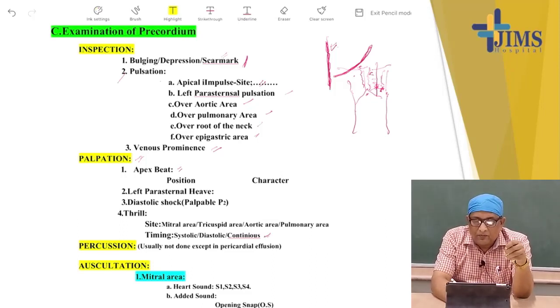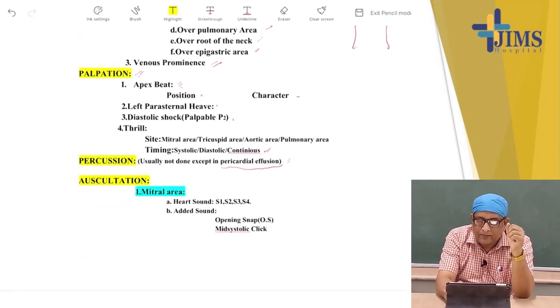So, on palpation we will find the apex beat, its position and its character. Then you will see the left parasternal heave, then whether the diastolic shock, palpable P2, is present or not. Then we can place our hand over the aortic area, mitral area and pulmonary area to see any thrill, which on auscultation we will find as a murmur. Then percussion is usually exempted except in strong doubt of pericardial effusion. So, I am skipping percussion here.